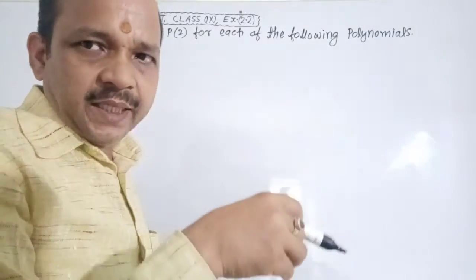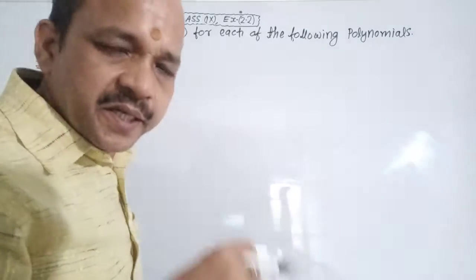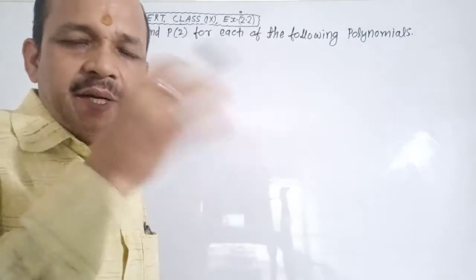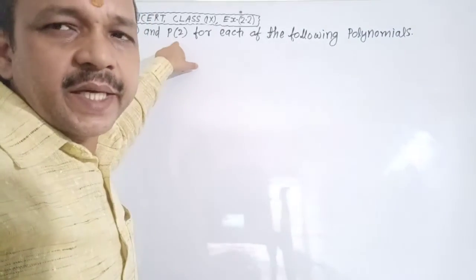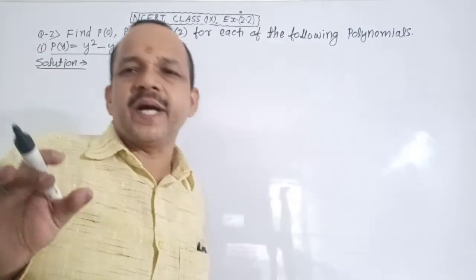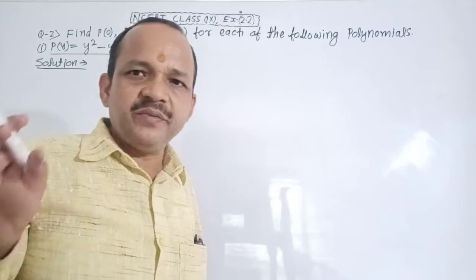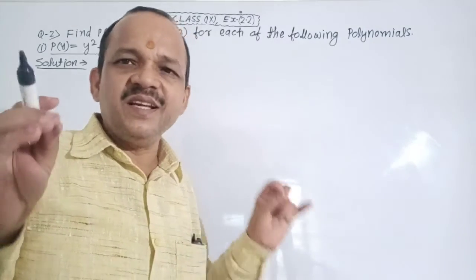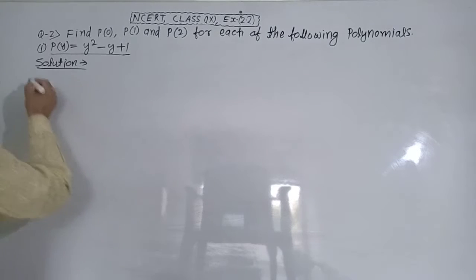Clear? Next time you put the value of y as 1 in the given polynomial. And next time you put the value of y as 2 in the given polynomial. In this way you can find all solutions. Clear? No confusion about it? Very good. It is very easy. See the solution first.